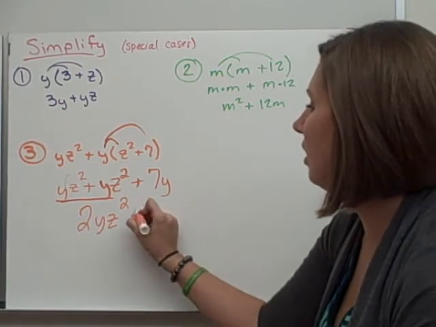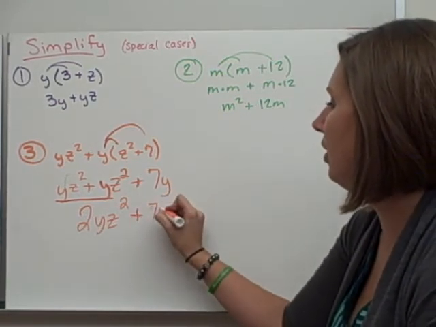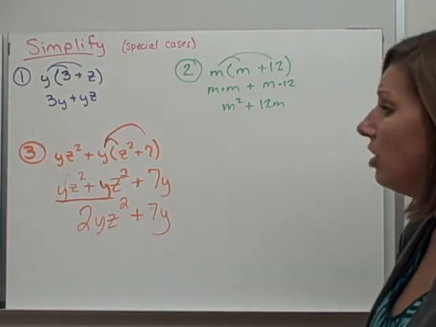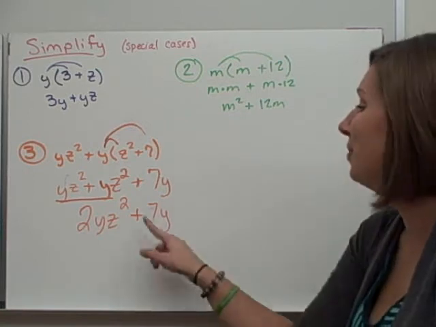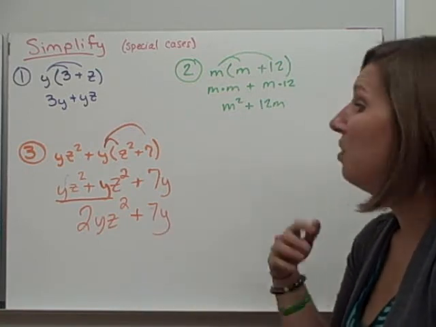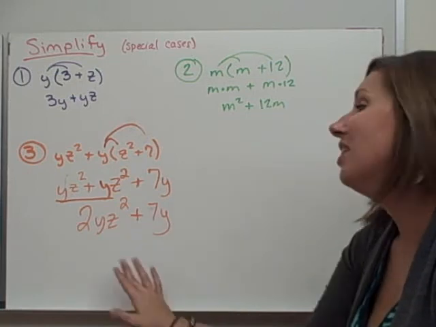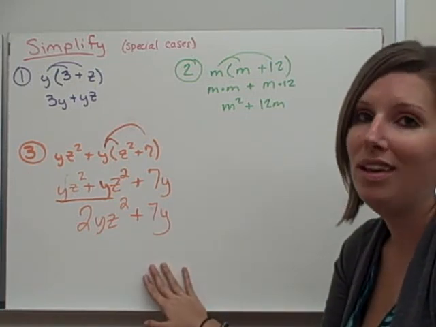This is not like this, so we've got to just bring it down. And my final answer is 2 yz squareds plus 7y. It looks kind of complicated, but all in all, this is the simplest form that you can get.